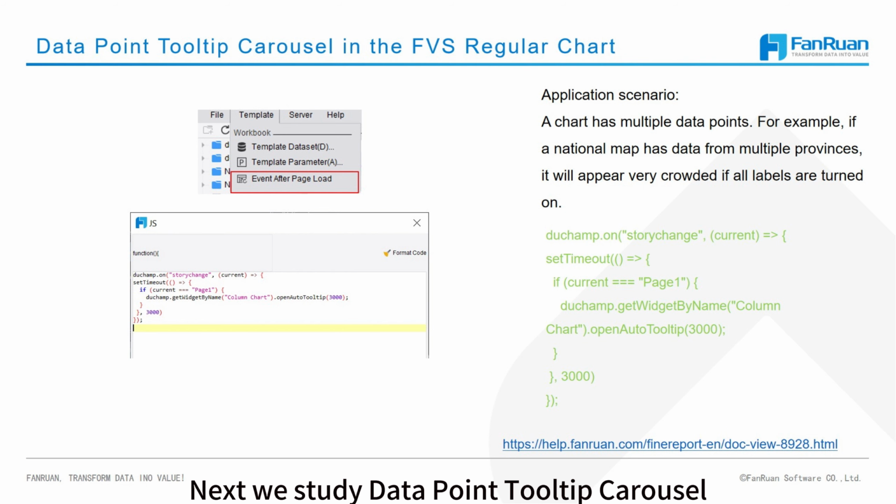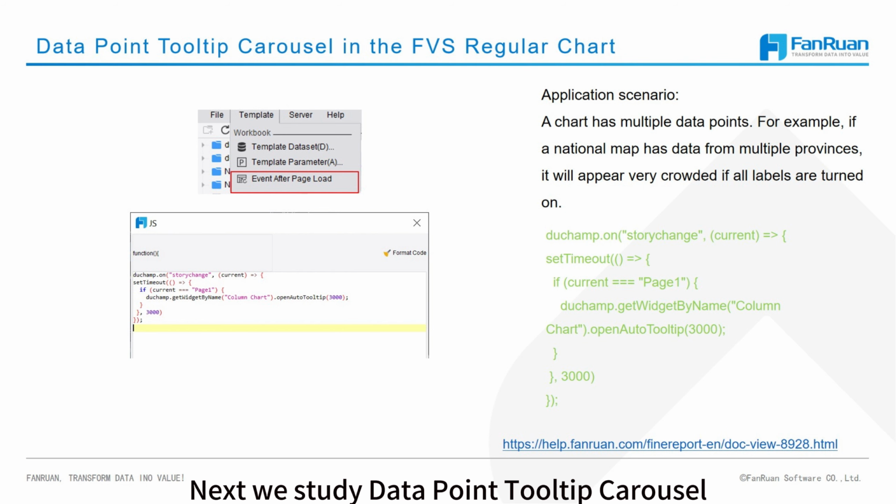You can see that the current table has been presented with a scrolling effect. Next we study data point tooltip carousel in the FVS regular chart. A chart has multiple data points. For example, if a national map has data from multiple provinces, it will appear very crowded if all labels are turned on. Turn on Data Point Tooltip Carousel can display all the data points and achieve a good display effect, which we can achieve by adding the above JavaScript code at the top of the menu bar, template page after load event. Specifically, you can refer to the help documentation, the following demo of our specific operations.